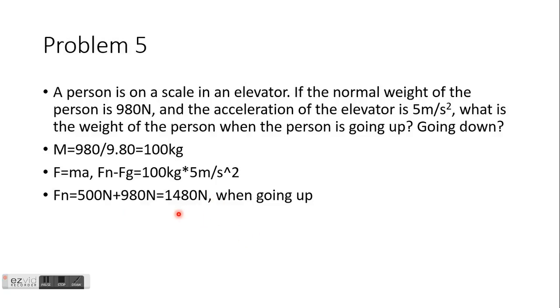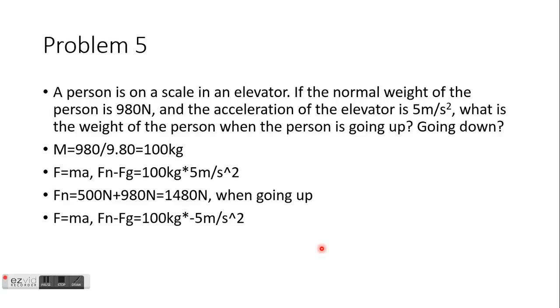So if this person was on a scale, they'd find out that they were 500 newtons heavier when going upwards. So if you wanted to lose some weight fast, you just go downwards in an elevator, and hey, you just lost 500. You just lost your mass times the acceleration of the elevator in no time at all. That's a pretty good way to lose some weight.